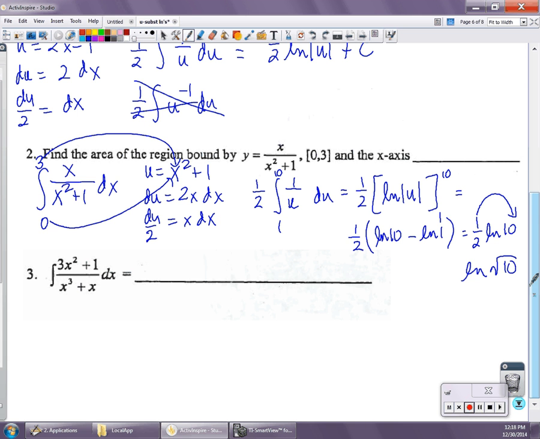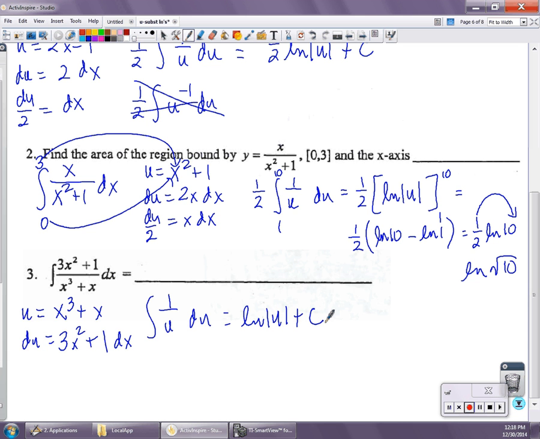Let's do number 3. Inside-outside function, let u equal the denominator, x cubed plus x. Du is equal to 3x squared plus 1 dx. How convenient. So when we find the antiderivative, we get 1 over u du, which is ln absolute value of u plus c. So resubstitute: ln of the absolute value of x cubed plus x plus c.